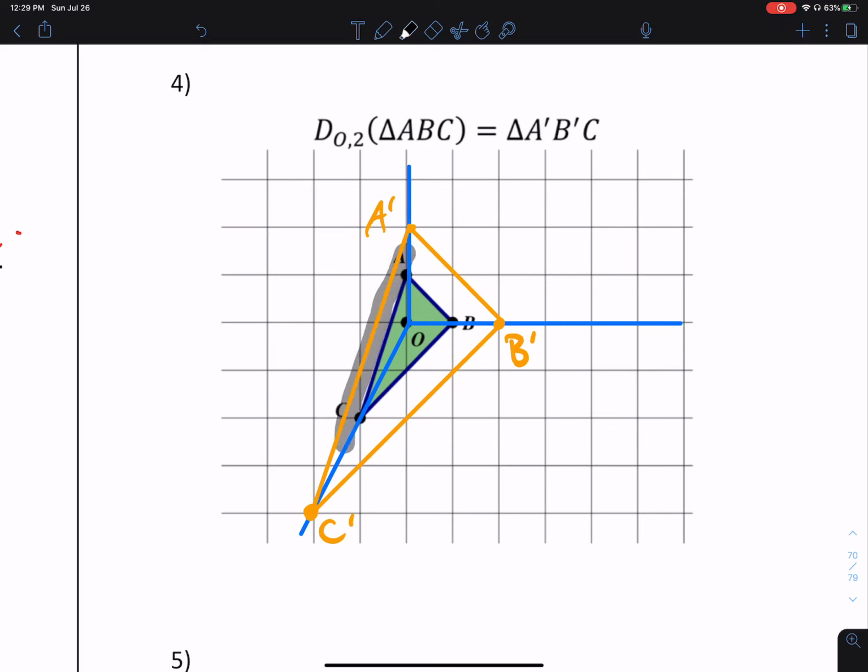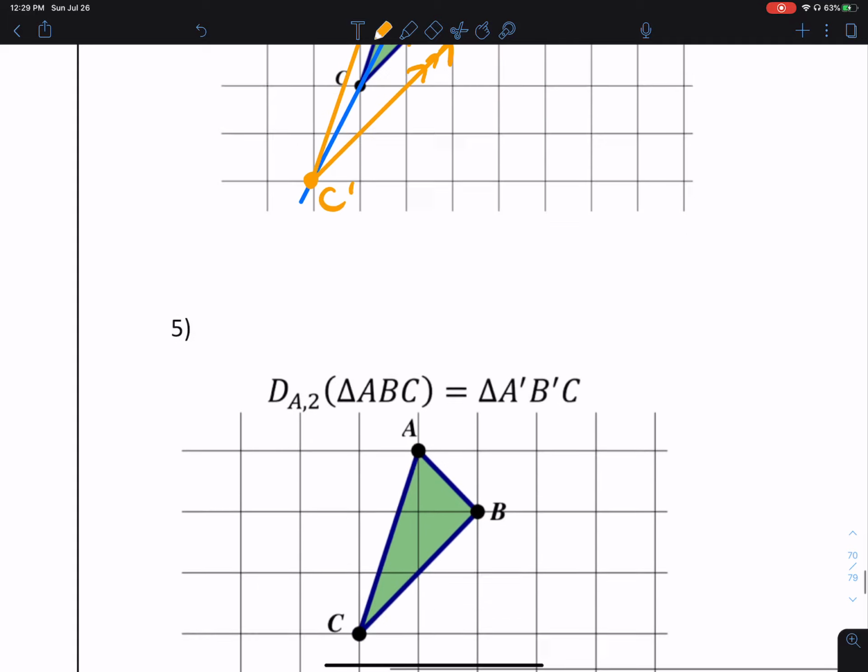Color it in if you want. Don't color in if you don't want. It don't matter to me. And then once again, these are parallel. These are parallel. These are parallel. When you do a dilation, it creates similar figures.